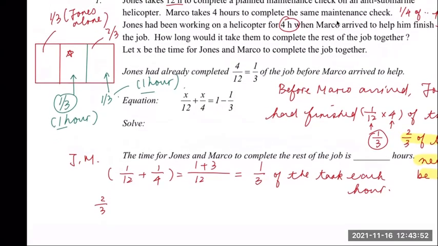But how do we actually calculate it? We have 2/3 of the task here. Each hour we can do 1/3, right? So 2/3 divided by 1/3, which is 2/3 times 3, equals 2 hours.